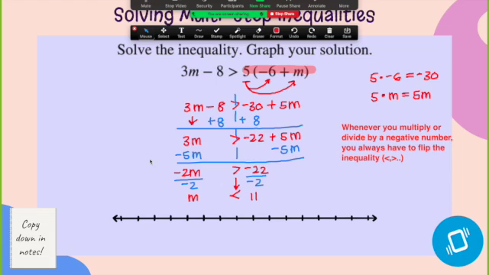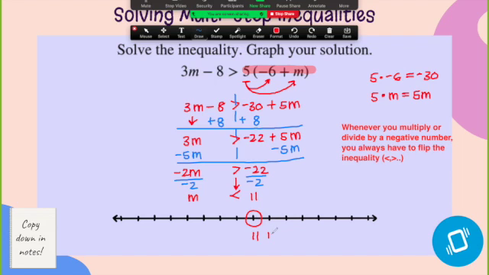Alright, last step is to graph. So right here, I'm going to graph out m being less than 11. So I'm going to start off by drawing a circle, and underneath I'm going to have 11. The circle is going to stay empty because m is not equal to 11. It's just saying that it's less than 11.